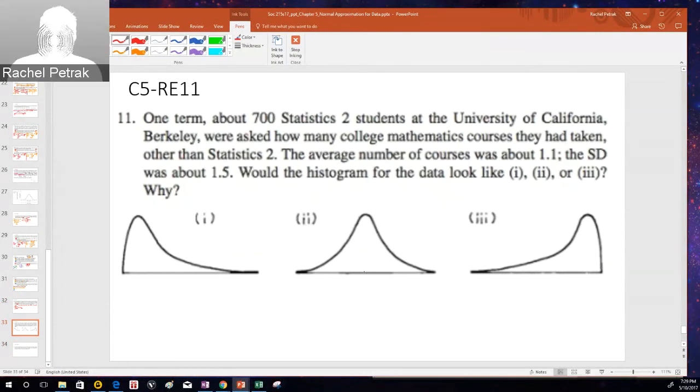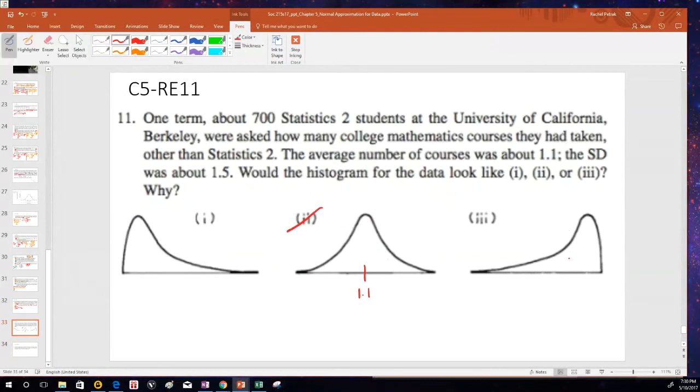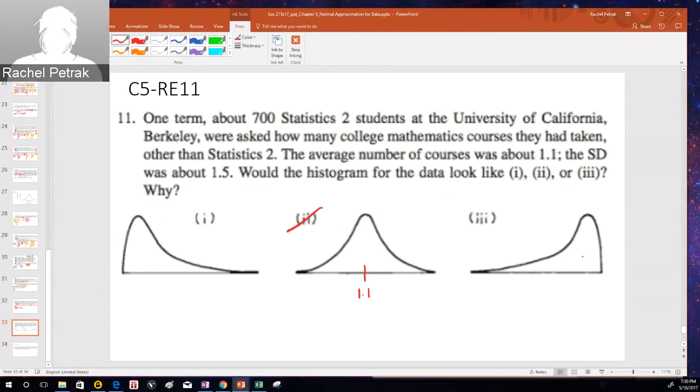So again, if we had given these data, we want to map it onto these distributions and see if it makes sense to decide if this is normally distributed, or to answer this. So if the average number of courses is 1.1, the standard deviation is about 1.5. Well, there's no space for even one standard deviation here, so it can't be 2. If we look at 3, even at a score of 1 standard deviation, we'd have negative 0.4 courses. That's not possible.